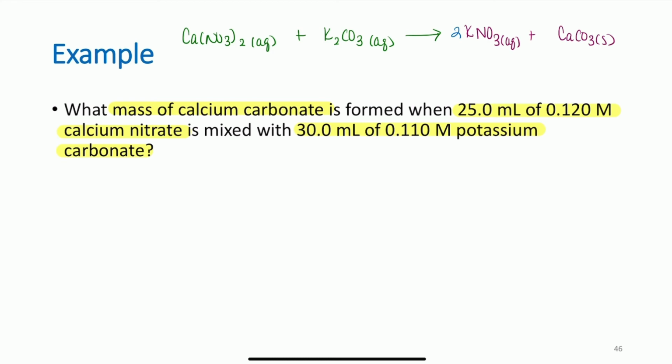We know that we have 0.120 molar calcium nitrate, and I have 25 milliliters of that, which is the same as 0.0250 liters. And I have a 0.110 molar solution of potassium carbonate, and I have 30 milliliters of that, which is 0.0300 liters. When you get volumes like this, where you have concentration and volume of both species, that means that yes, you do in fact have a limiting reactant question.